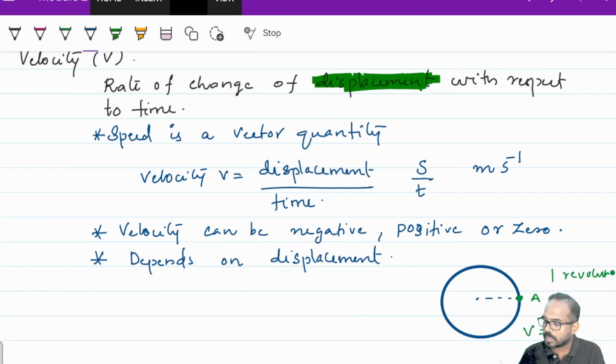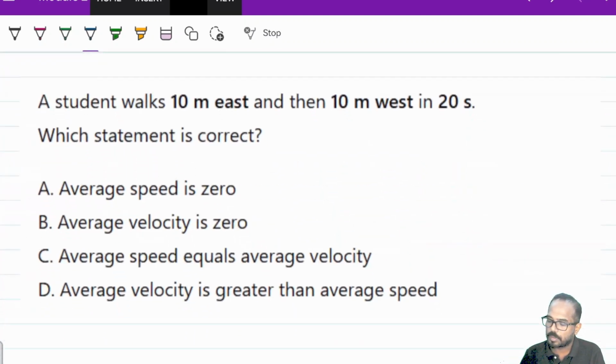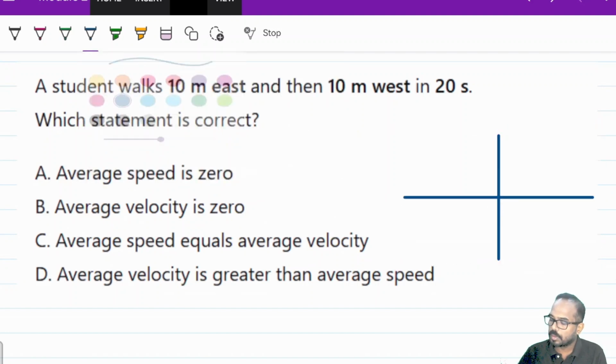Then we will check some questions and you try to apply this knowledge. A student walks 10 meter east and then 10 meter west in 20 seconds. Which of the statements is correct? You analyze this question: north, east, west, south, right? So this is your reference. A student walks 10 meter east. Suppose it is starting from here.